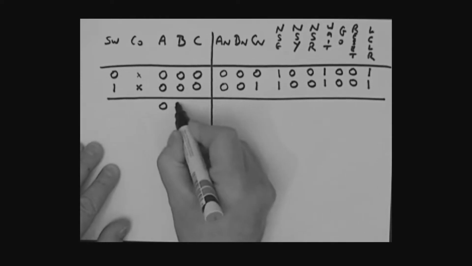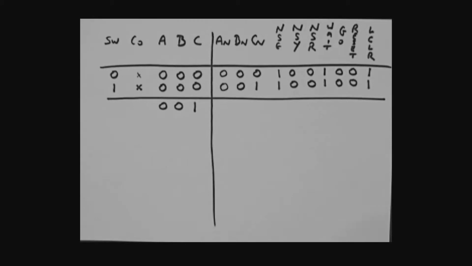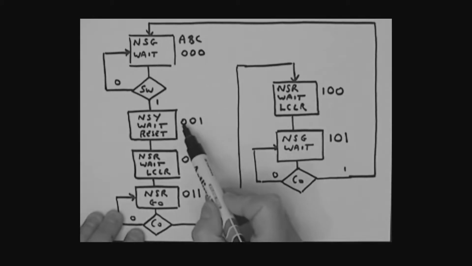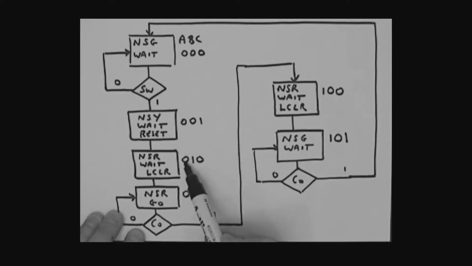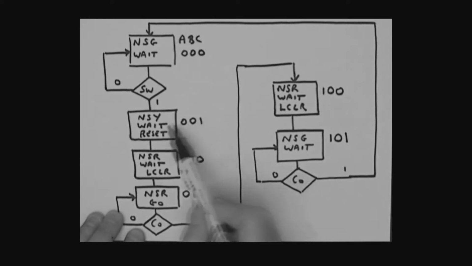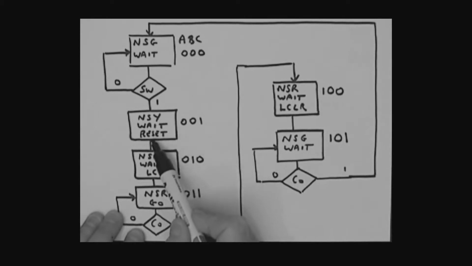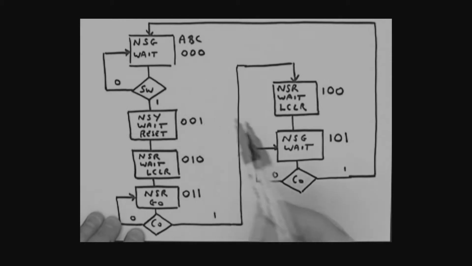If I'm in the 0, 0, 1 state, what happens there? Let's have a look at the state diagram. If I'm in the 0, 0, 1 state, when the clock comes, I will move to the 0, 1, 0 state. That's where I go next. But if I'm in the 0, 0, 1 state, these are the outputs that I want. I want the yellow light on, I want the wait light on, and I want to initiate a reset. So those are the things I want to do while I'm in that state.